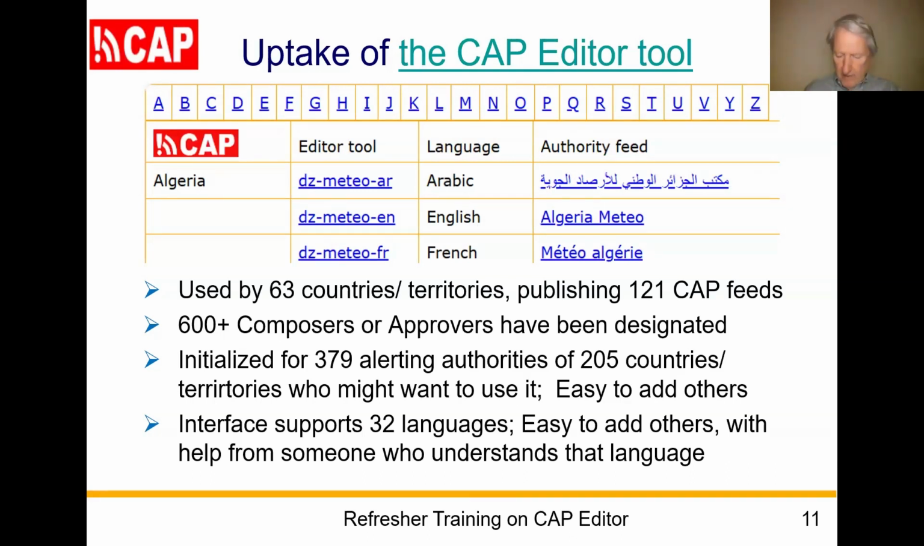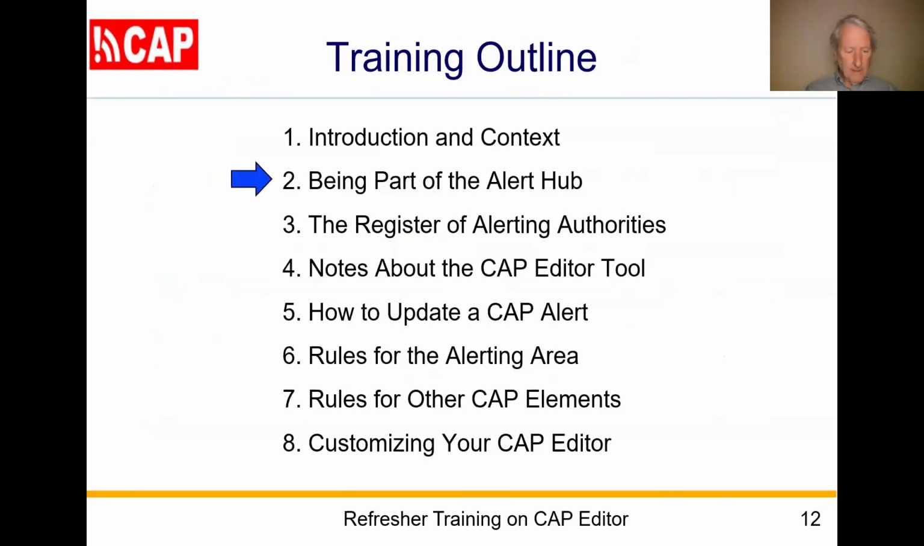Right now, the CAP editor interface is supporting 32 languages. It's fairly easy, again, for me to add any other language. But of course, that assumes I can get help from some volunteer who understands that language. So each alerting authority using CAP Editor becomes part of the Alert Hub. And being part of the Alert Hub is our next topic.